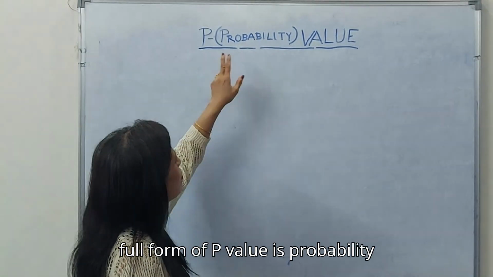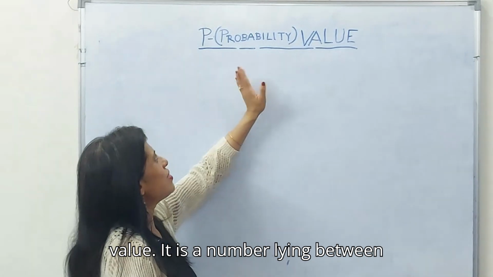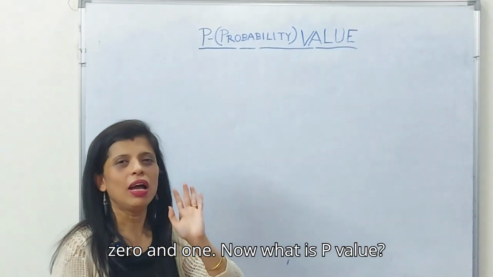Today I am going to explain in brief about the importance of p-value in research and data analysis. The full form of p-value is probability value. It is a number lying between 0 and 1.